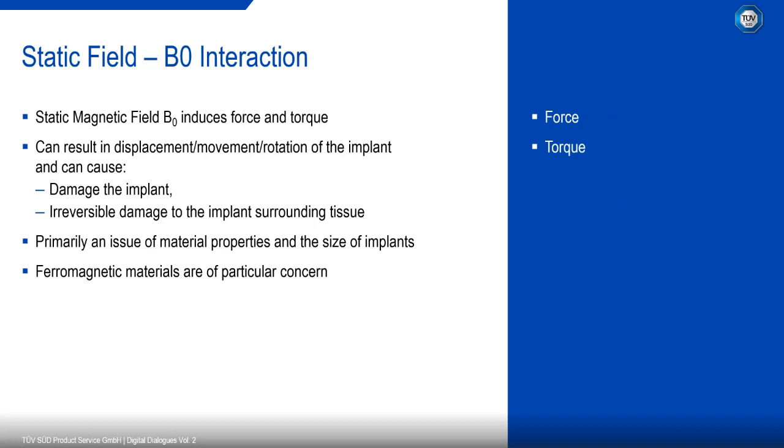Static magnetic field is indicated by B0. B0 induces force and torque, which can result in displacement, movement, and rotation of the implant, which can cause damage to the implant and more severely, irreversible damage to the implant surrounding tissue. The main parameters affecting this reaction are material properties and the size of implants. For example, the ferromagnetic material are a particular concern here.